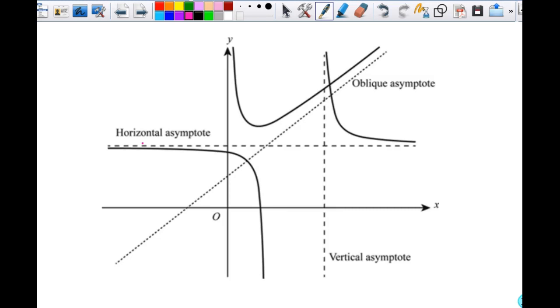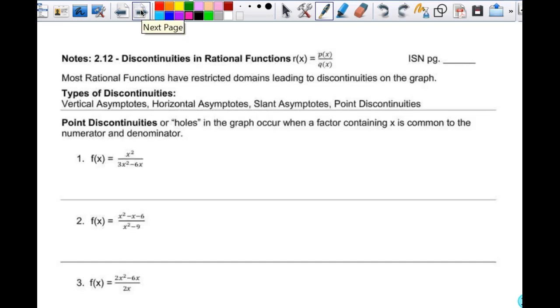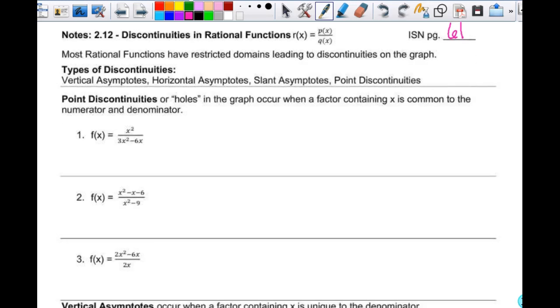All right, so let's do this. Most of what we do today will be a review. All of these things got talked about in Algebra 2, some more than others, but this is going on page 61 when we're done. Okay, so rational functions have restricted domains leading to discontinuities on the graph. So your rational, like your R of x, always has x's at least in the denominator. It may have just a constant in the numerator, but it's two different functions being divided.